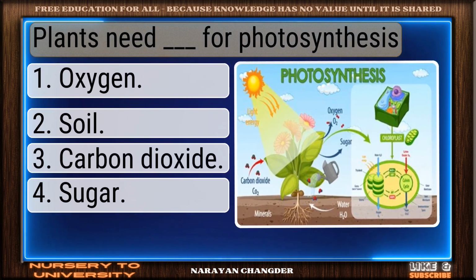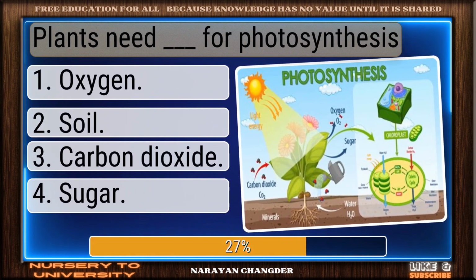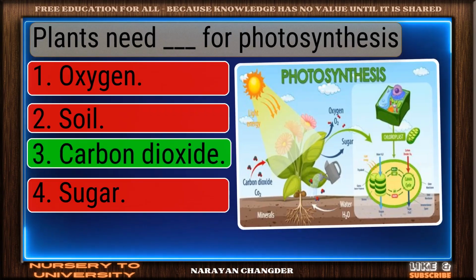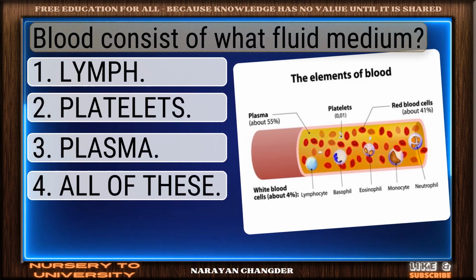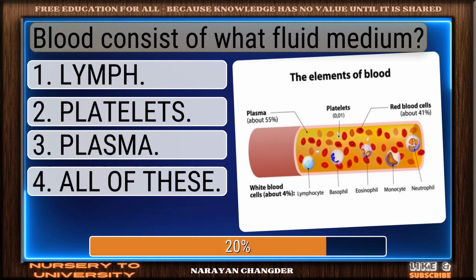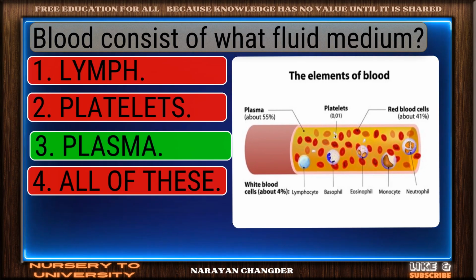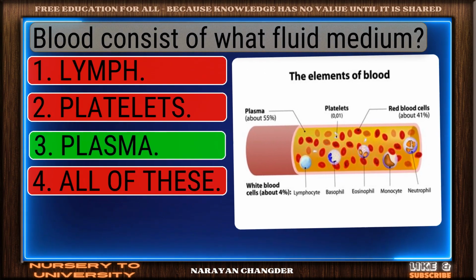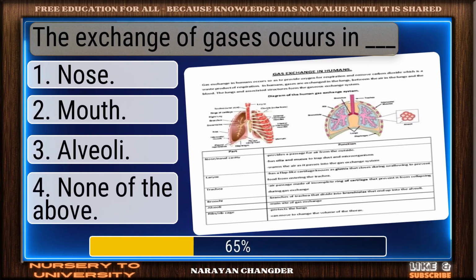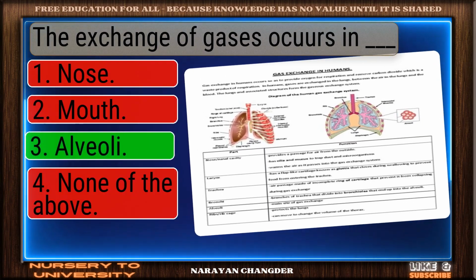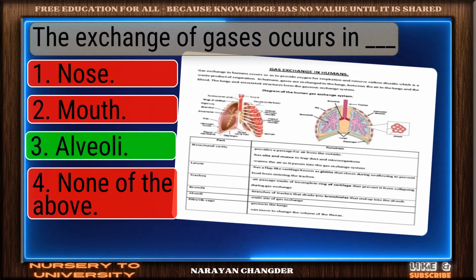Plants need dash for photosynthesis. Solid response. Carbon dioxide is valid. Blood consists of what fluid medium? Great job. Plasma is accurate. The exchange of gases occurs in dash. Solid response. Alveoli is valid.